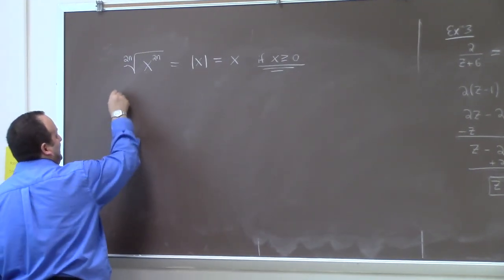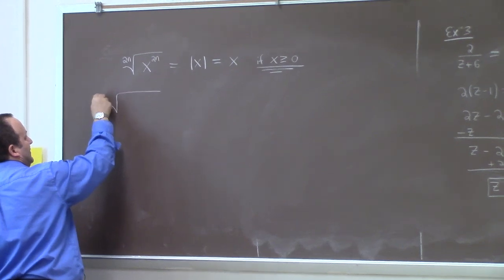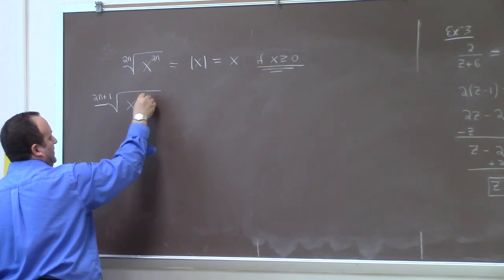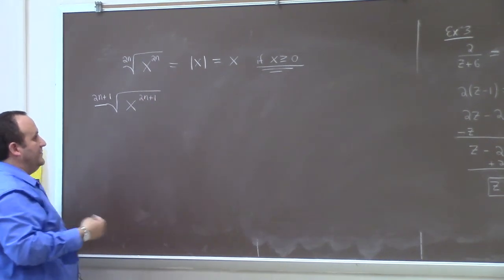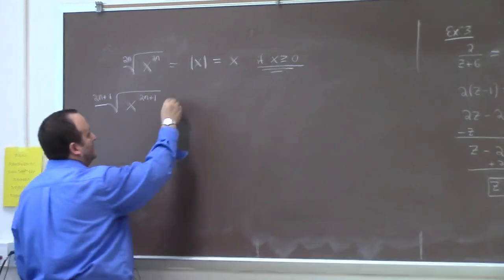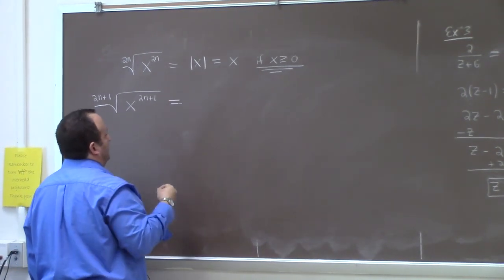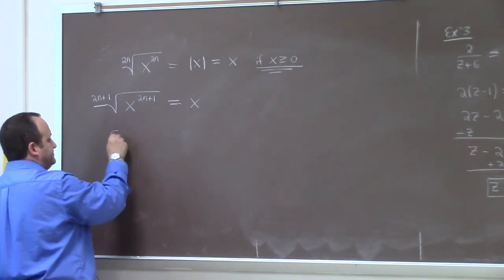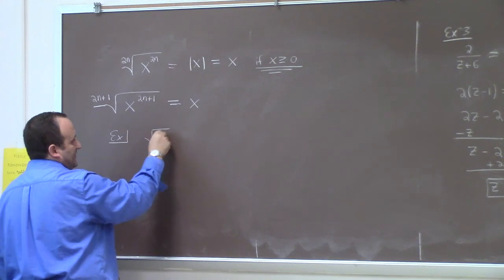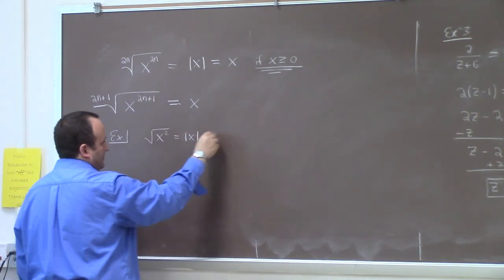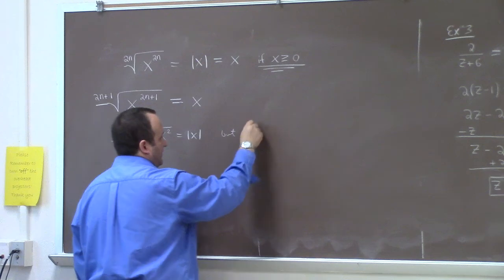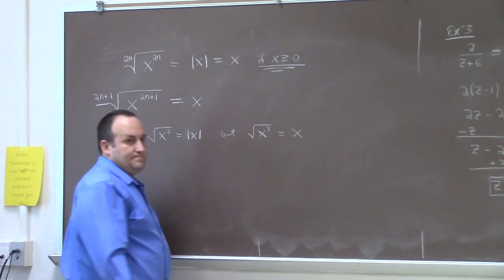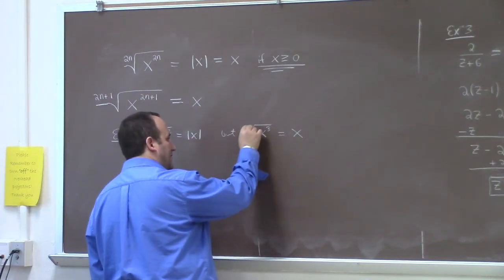Anyway, so, sorry, that was horrible. 2n plus 1, x to the 2n plus 1. In contrast, if you take the odd root of an odd power, you just get x. So, for example, the square root of x squared, generally speaking, you got to have the absolute value of x. But the cube root of x cubed, guess what? It's just x.